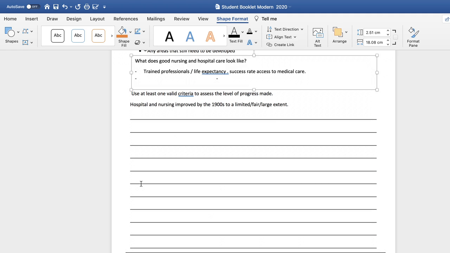And all I want you to do is write down your summary on whether you think hospital nursing improved by the 1900s. Was it to a limited extent, a fair extent, or a large extent? Because you know how much hospitals have changed, and they've changed immensely from the Middle Ages. And by the 1900s, do you think they have changed to such an extent? You need to be thinking about Lister's work with aseptic surgery, the Pavilion Model, and the profession of nursing. You need to think about whether it has changed substantially.